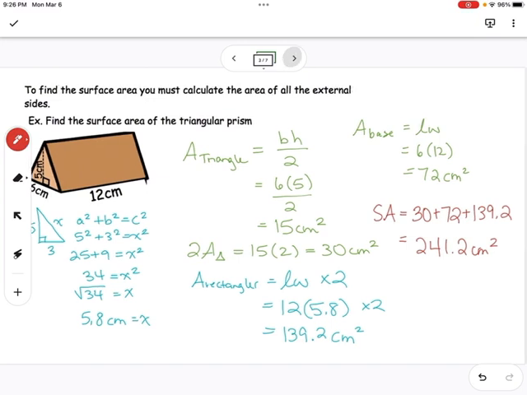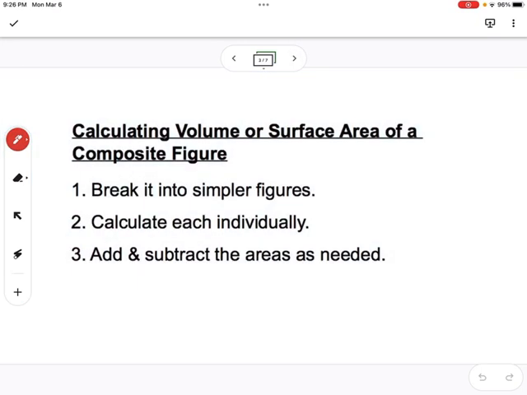Okay, moving to the next slide. Calculating volume or surface area of a composite figure. So far we've been just looking at our basic 3D shapes, and now we're going to be putting shapes together to make a composite figure. So same steps as what we looked at with finding basic area, where we break it into simpler figures, we calculate each individually, and then we add and subtract from there as needed.